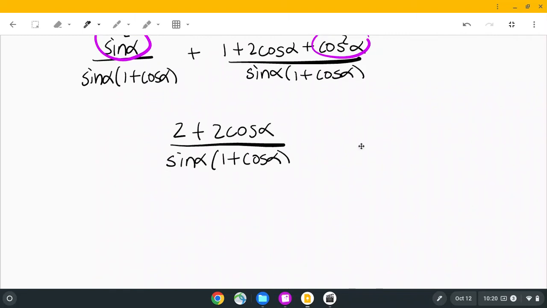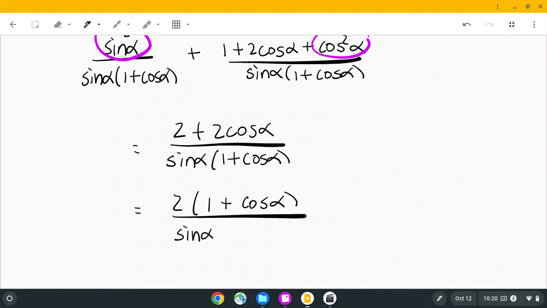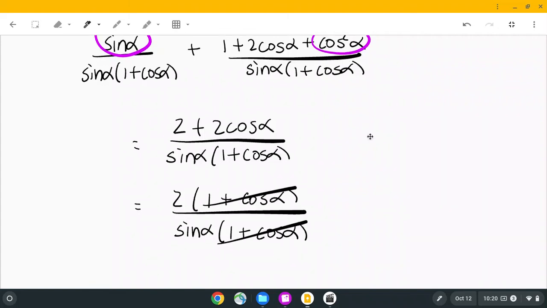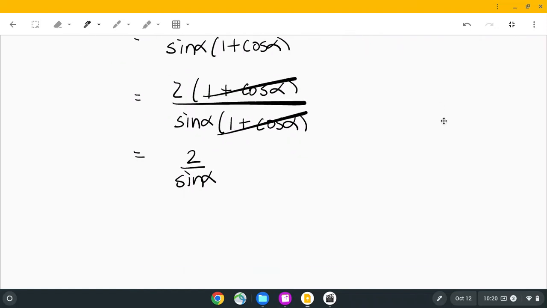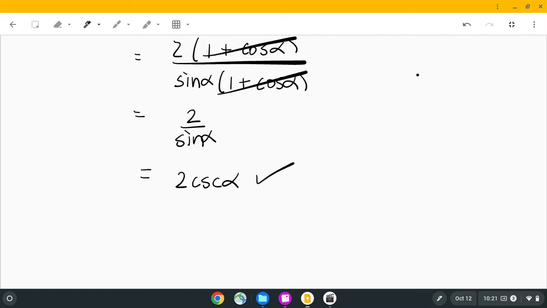They have 2 in common, so I'm going to factor out a 2. I'll get 2 times 1 plus cosine alpha over sine alpha times 1 plus cosine alpha, and these will cancel out. And so I get 2 over sine alpha, which is the 2 cosecant that I want. So you can see here, if you have fractions, you want to try to add them. I think I have 2 more.